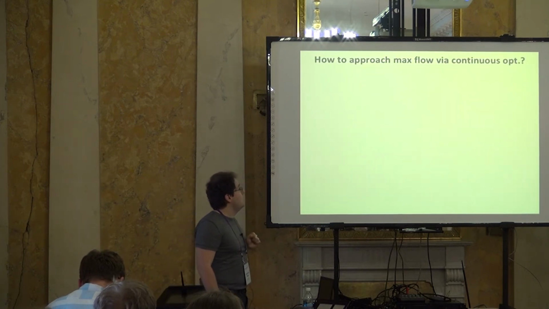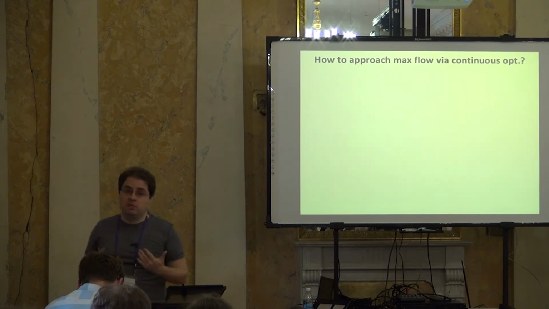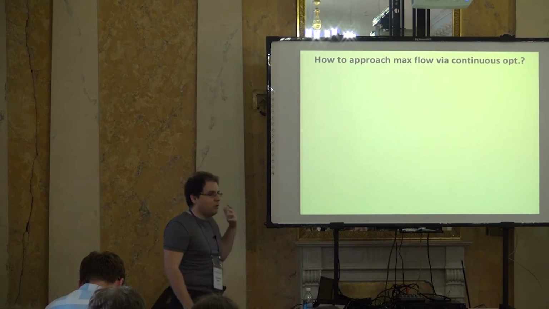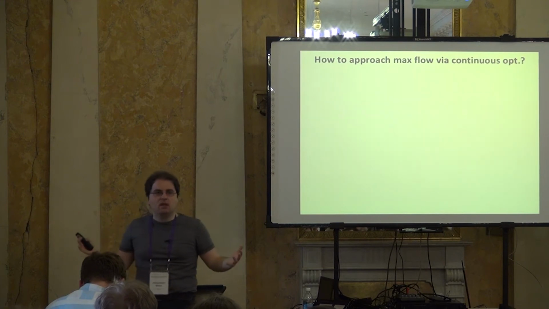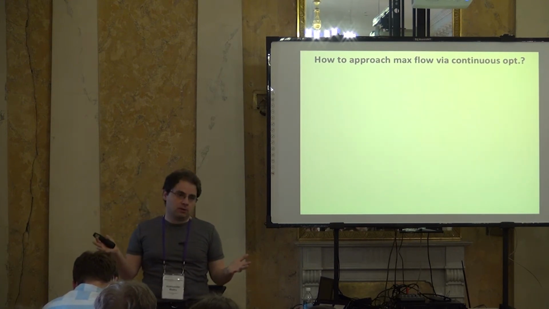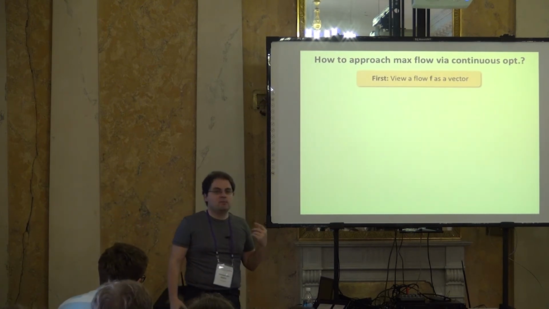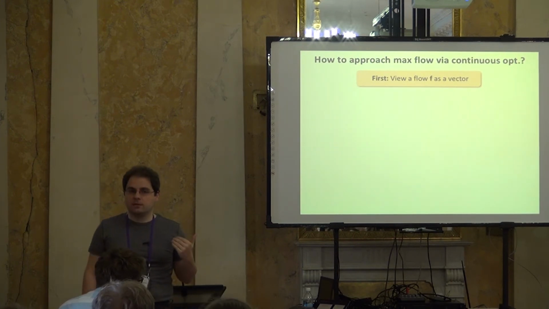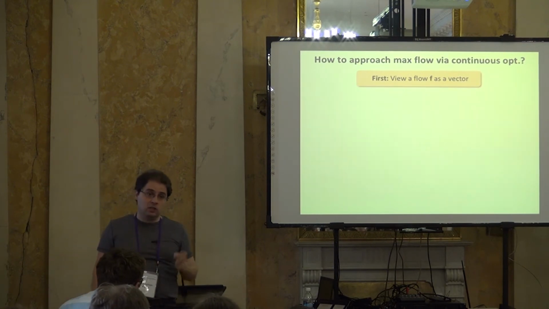So we know that somehow the secret here is to approach max flow from the point of view of continuous optimization. But what does it really mean? How do you take this maximum flow, which talks about paths and capacities, and view it as a continuous optimization problem? Well, the first step, very simple mathematically but very important conceptually, is to stop thinking of a flow as a collection of s-t paths, but think of it as a linear algebraic object. The language of continuous optimization is linear algebra, not discrete mathematics.